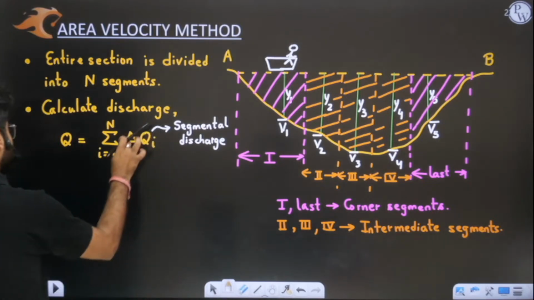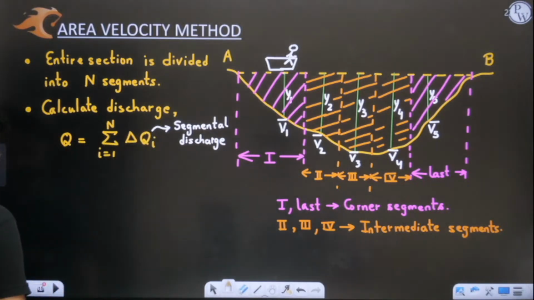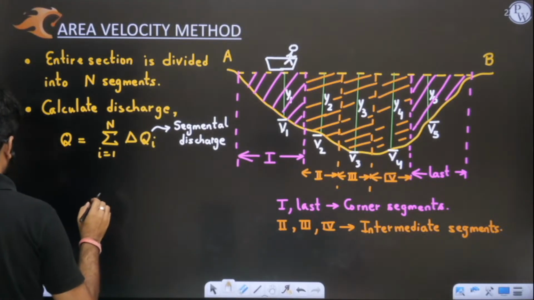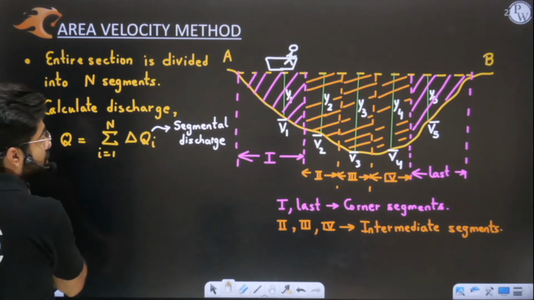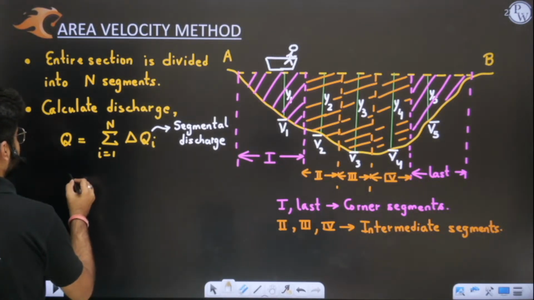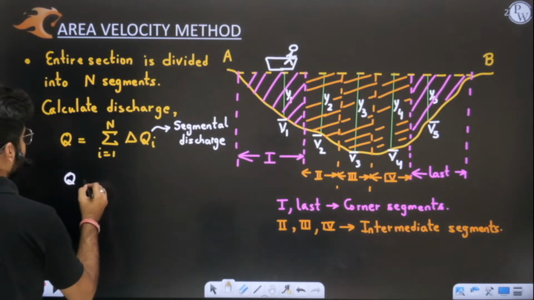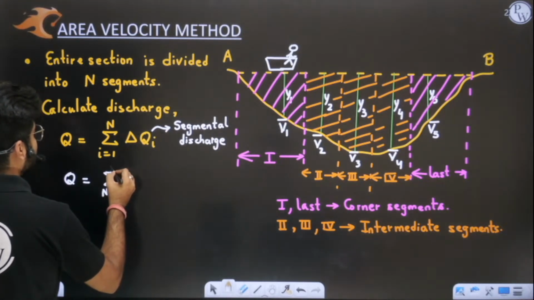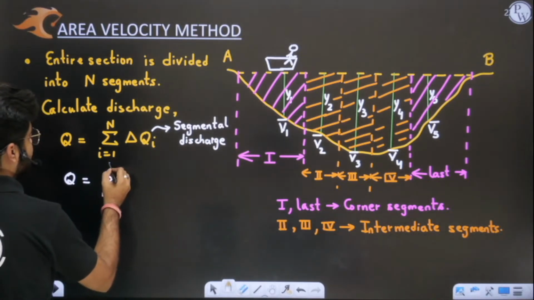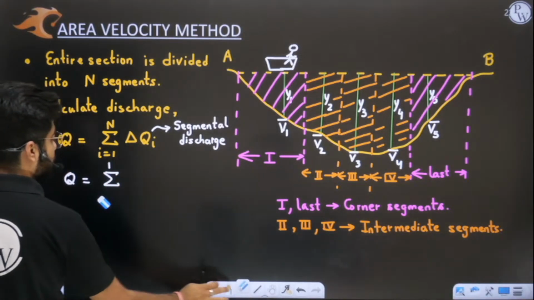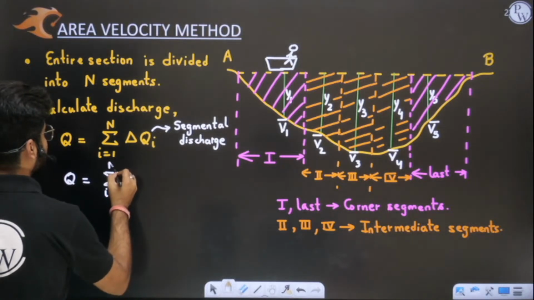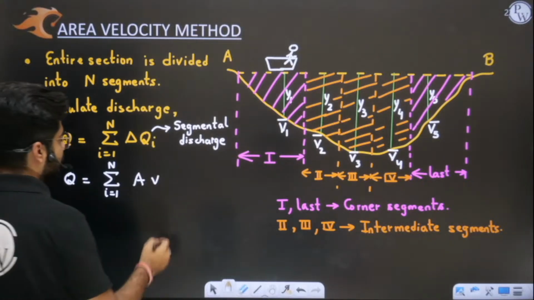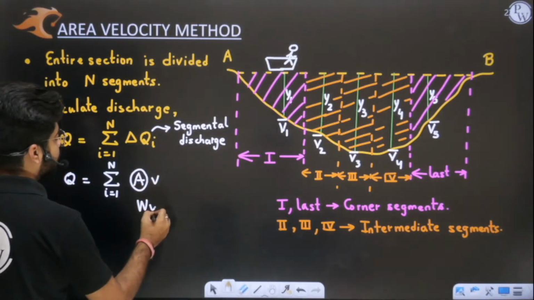Now, how will I find this segmental discharge? For segmental discharge, we need to find the average width. I will write the second step here. This formula will be written with i equal to 1 to n. Now, how do I find discharge? Discharge is area into velocity, you all know this. And area is width into depth.